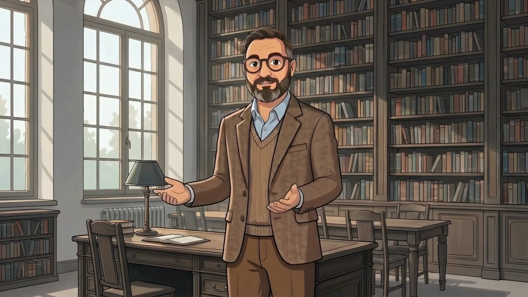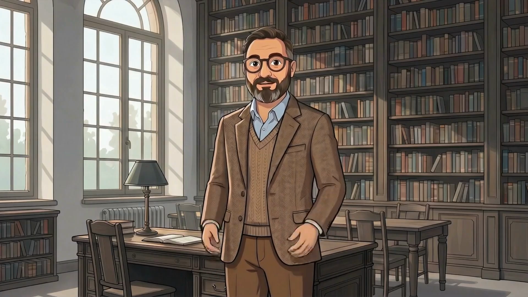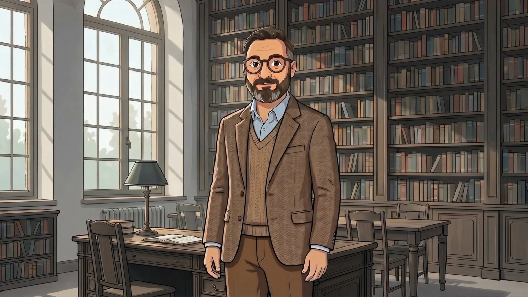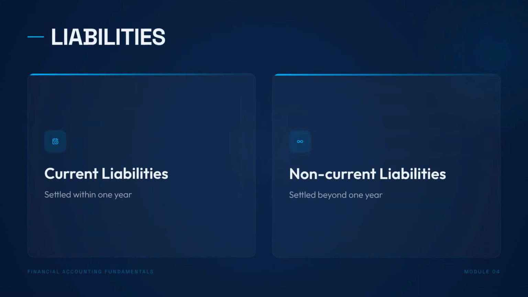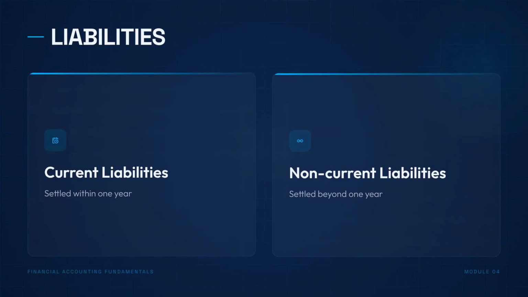The second question is, what does the company owe? This refers to the company's liabilities. Liabilities are obligations for either future payment or future performance. Liabilities are presented in accordance with their expected settlement. As with assets, liabilities are separated into current liabilities settled within a year and non-current liabilities.